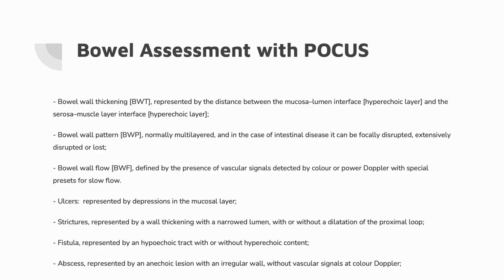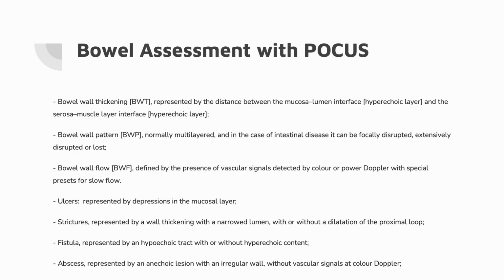Okay, now to get into bowel assessment with POCUS. So a few things we can look at, one being the bowel wall thickening. So this is the distance between the mucosal lumen interface, which is going to be that hyperechoic layer, and the serosal muscle layer. Another thing we can look at is bowel wall pattern. So it's normally multi-layered, as Nicole said, but in the case of intestinal disease, it can be disrupted, and then in severe disease, you can even see disruption or loss. Next, bowel wall flow, defined by the presence of vascular signals detected by color on that Doppler flow.